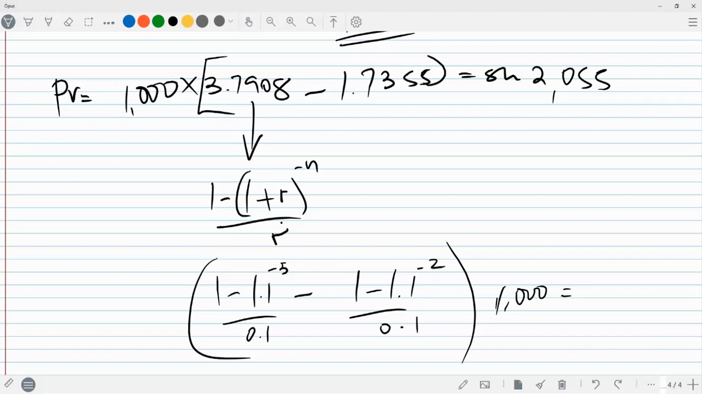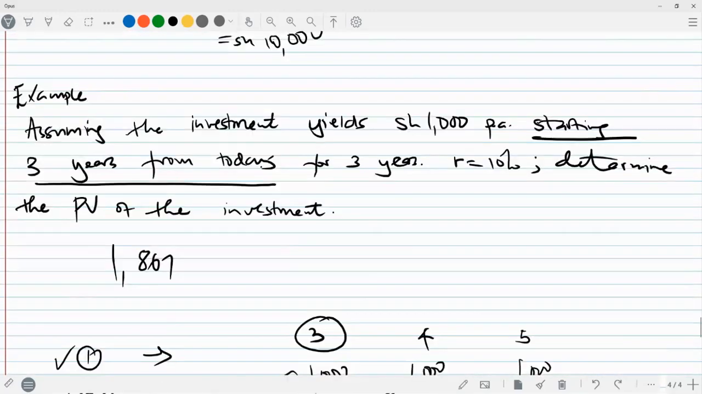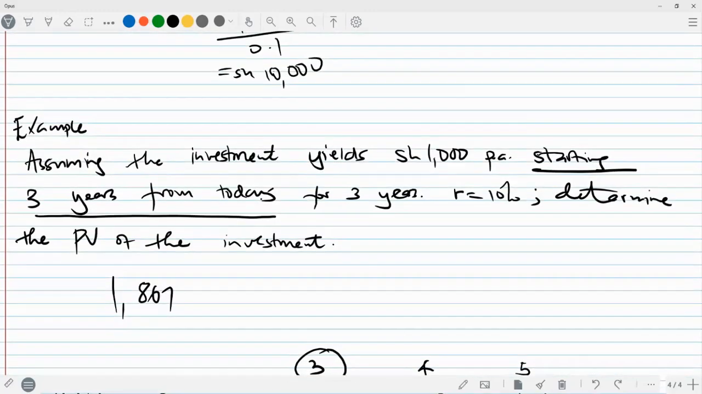Yes, I have a question. Ask. It's on what Kendi was asking. I didn't get where we are told that for the first 2 years you're getting 0. So I'm going back to the example. Assuming the investment yields 1,000 per year, starting 3 years from today. Starting 3 years from today. What does that mean?